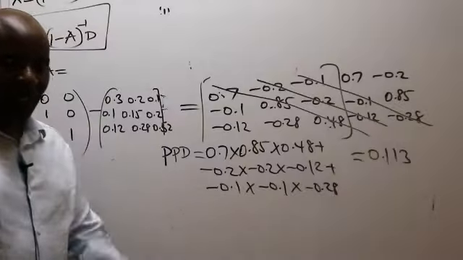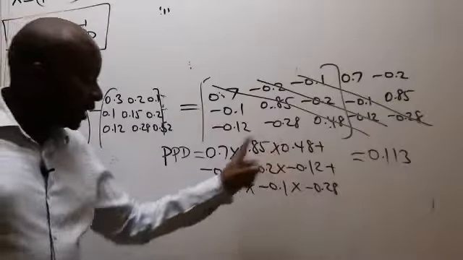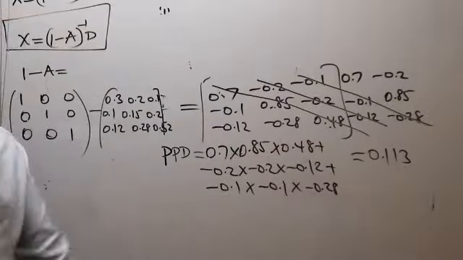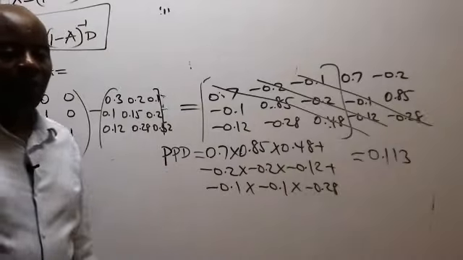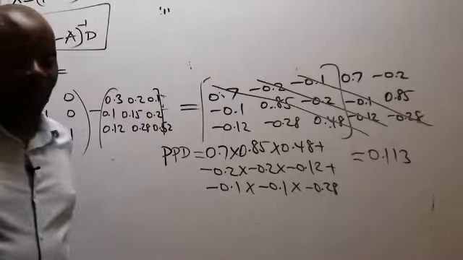Bwana James, get your calculator and try to see whether 0.7 times this plus this plus this. Are we going to get 0.113 first of all? Match, please help me with the PPD. Lucy, give me the PPD. They're getting different figures for PPD.